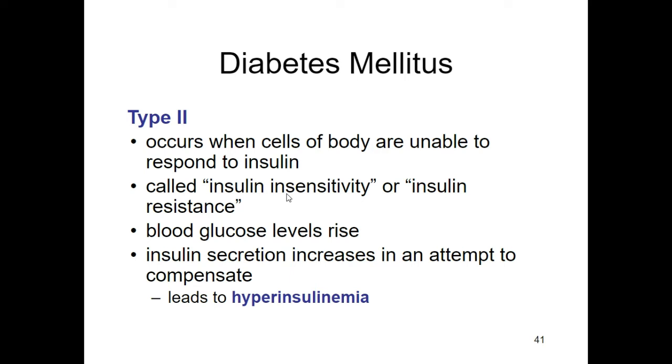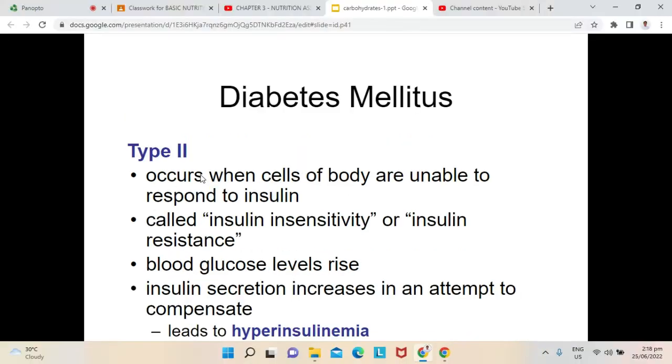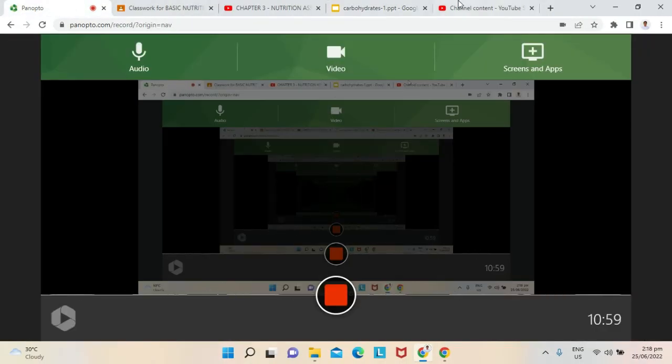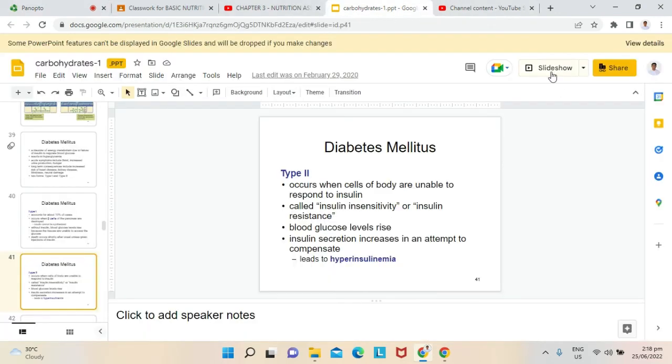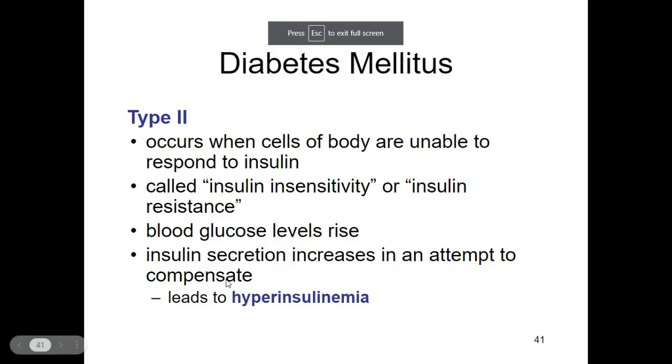Okay? Yeah. Occurs when cells of body are unable to respond to insulin. Okay? So, insulin secretion increases in an attempt to compensate. So, this leads to hyperinsulinemia. So, patingala din ang pancreas nga nataas gyapon ang blood glucose despite nga sige siya release og insulin. So, that's why mag-lead siya to hyperinsulinemia, which is also not good.